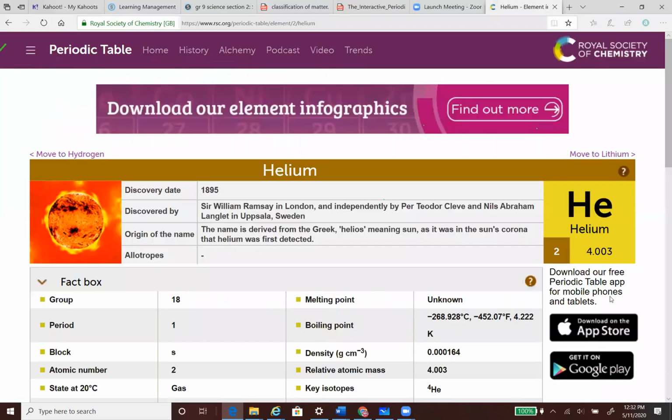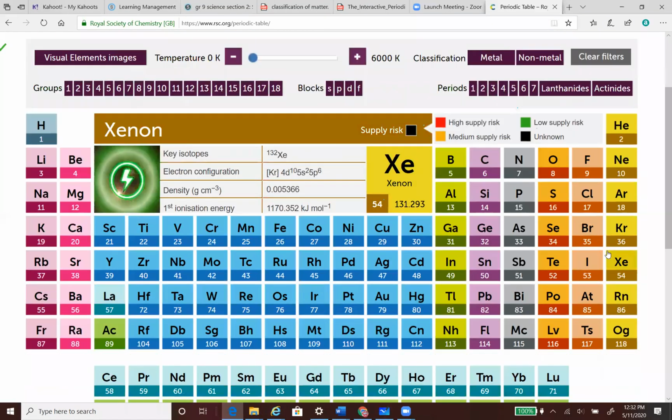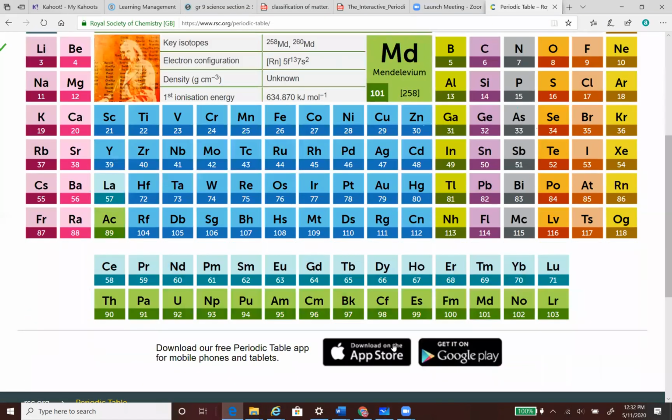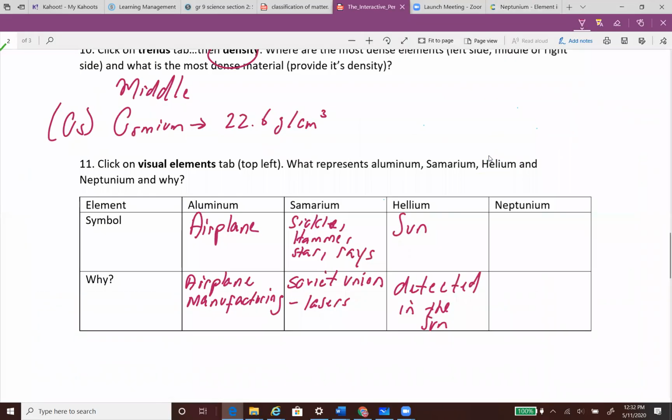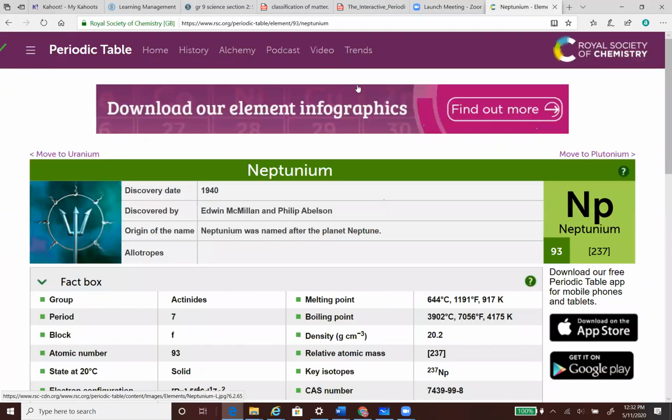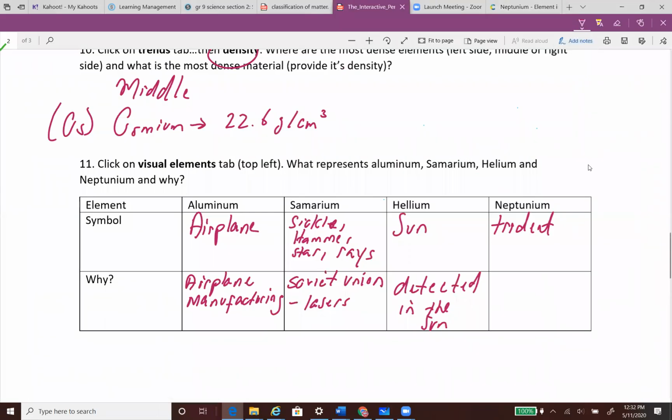And our last one is Neptunium, which you might probably guess why it's named Neptunium. So where's Neptunium? There we go, number 93. Neptunium has the trident symbol. It says it was named after the planet Neptune. So you can see a trident. A trident is a weapon, but it says it's named after the planet.